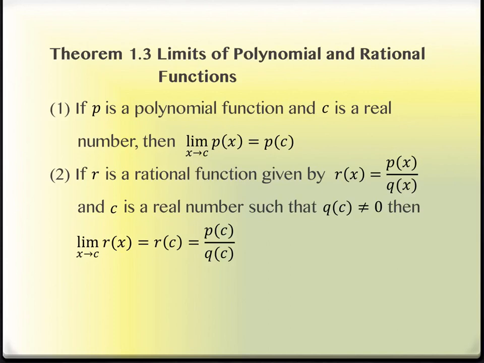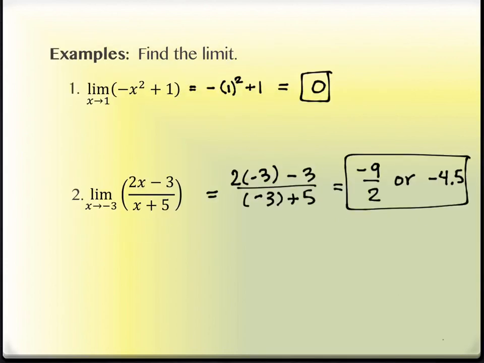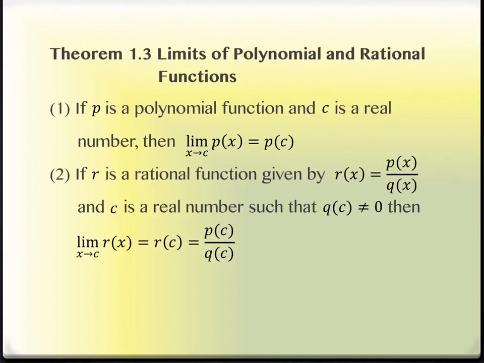So polynomials. Polynomials have the ability to always simply be evaluated, always. So whatever the limit is, whatever x is approaching, we can plug it in. And we saw an example of a polynomial. Number 1 here was a polynomial. It will never have any problems with denominators because it didn't have denominators. So you will always be able to simply evaluate a polynomial function when you're looking for its limit.